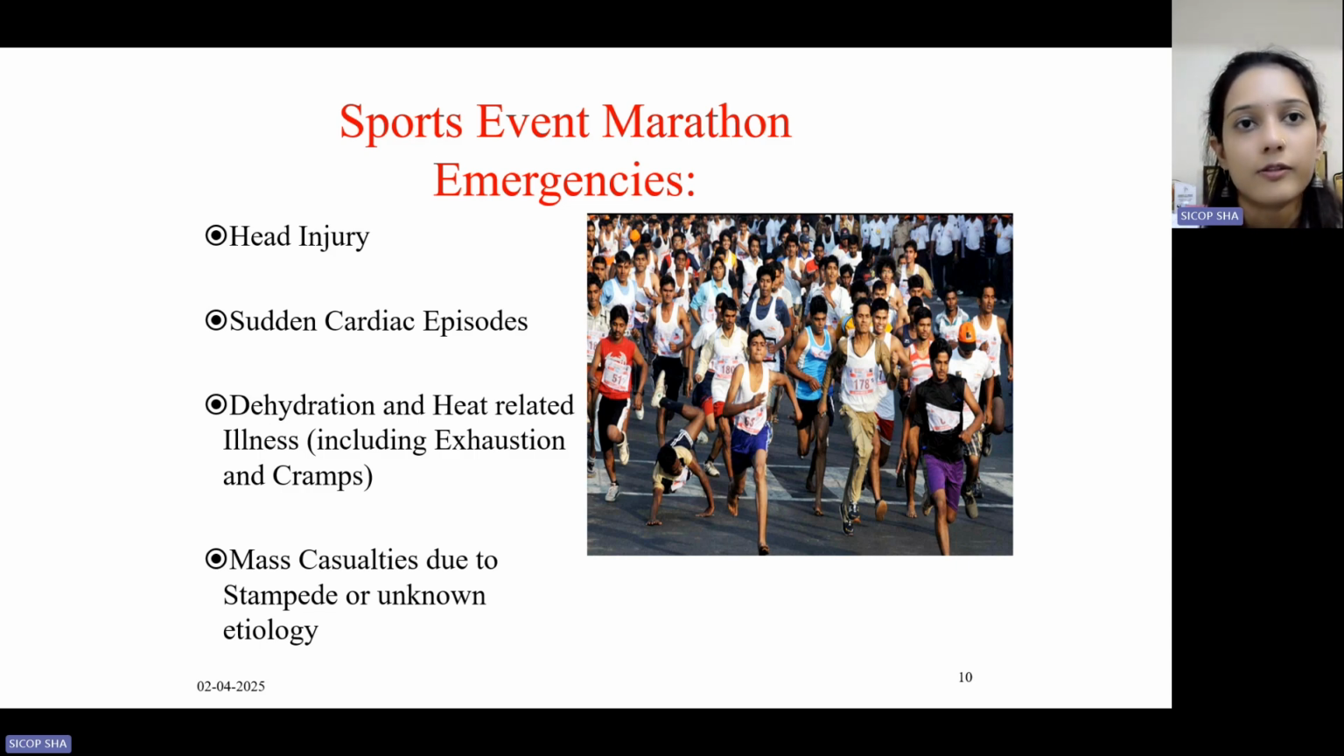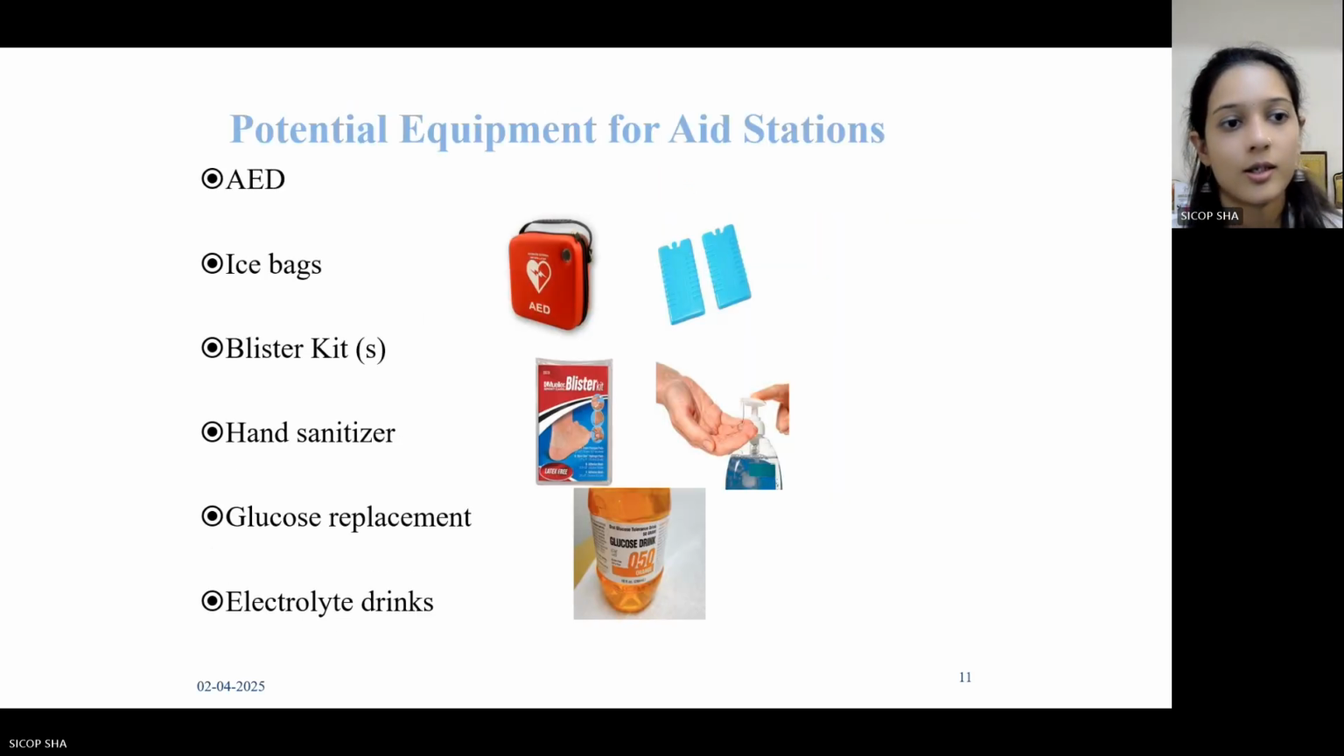Train even staff in first aid, CPR or AED use and triage protocol. Supply stations with emergency kits like bandages, cooling devices, defibrillators, IV fluid, ice packs. Lastly, communication: use of radios or mobile systems for rapid coordination during large scale emergencies. So these are the equipment: your AED, ice bag, blister kit, hand sanitizer, glucose replacement, electrolyte drinks.